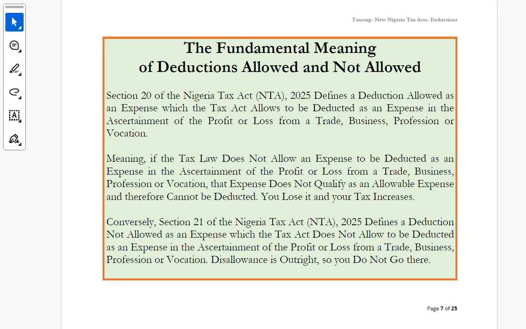Conversely, Section 21 of the Nigerian Tax Act defines a deduction not allowed as an expense which the Tax Act does not allow you to deduct as an expense in the settlement of profit or loss from a trade, business, profession, or vocation. Disallowance is outright. You lose the money straight away.